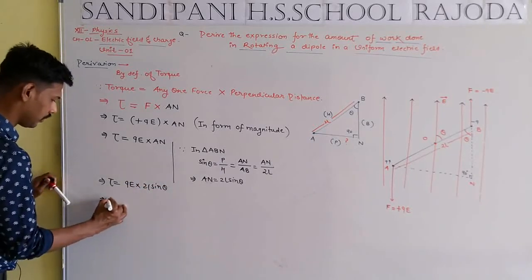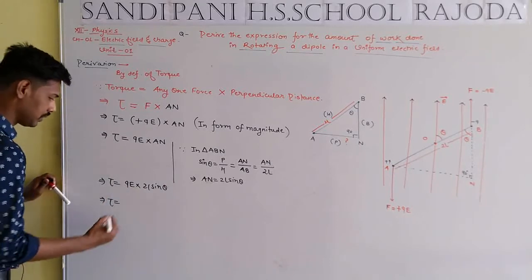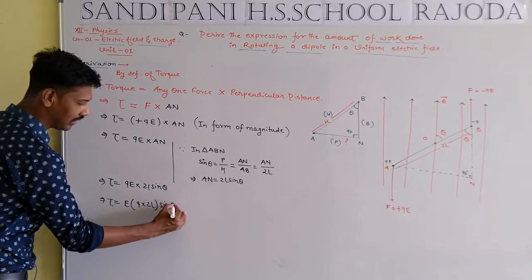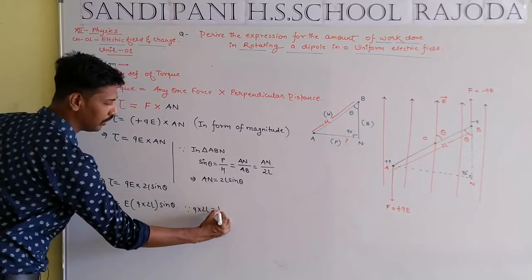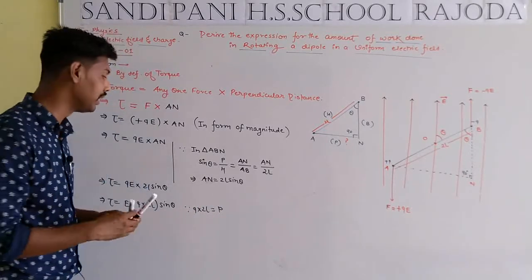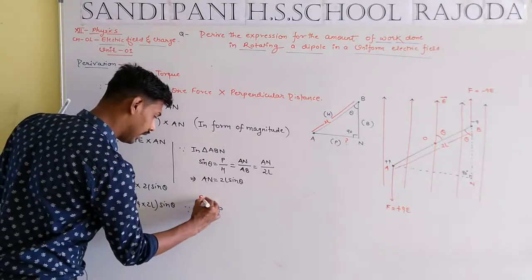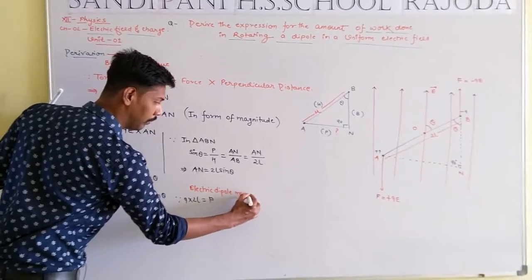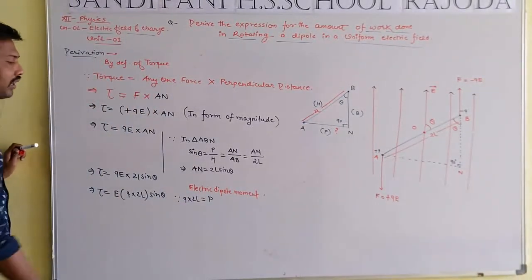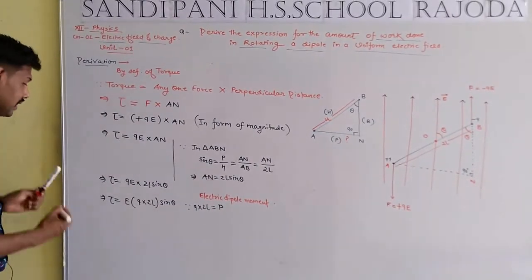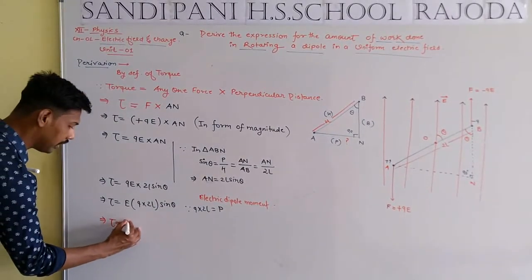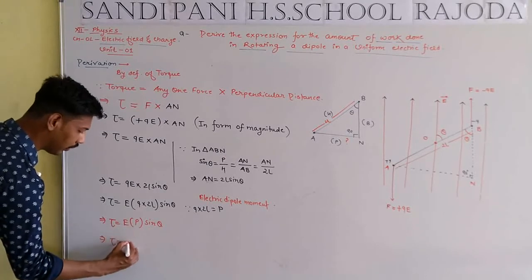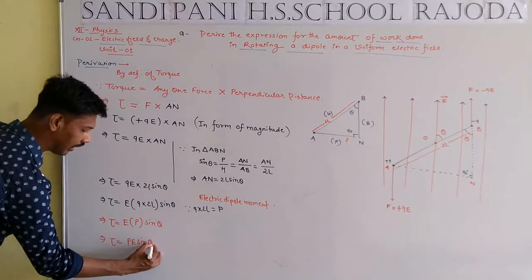We use Q into 2L sin theta. What is the value of Q into 2L? Q into 2L will be equal to P. What is the meaning of P? P means electric dipole moment. By the definition of the electric dipole moment, we can write Q into 2L equal to P, such that, students, torque is E P sin theta. So tau will be equal to P E sin theta.